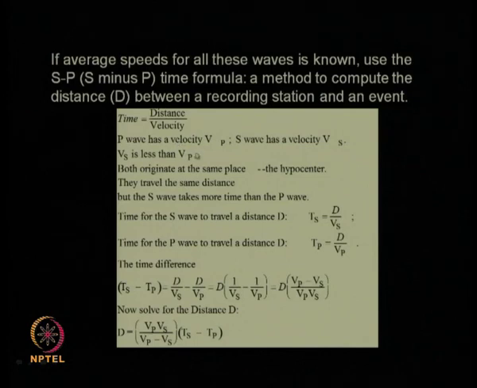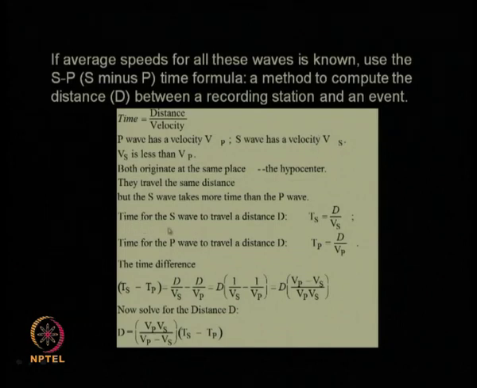P wave has a velocity, say V p, in the crustal region. S wave has a velocity V s in the crustal region, and obviously, this V s is less than V p as we already know. Now, both originate at the same place, that is the hypocenter, and they travel the same distance d, but the S wave will take more time than P wave because of its lower velocity than V p.